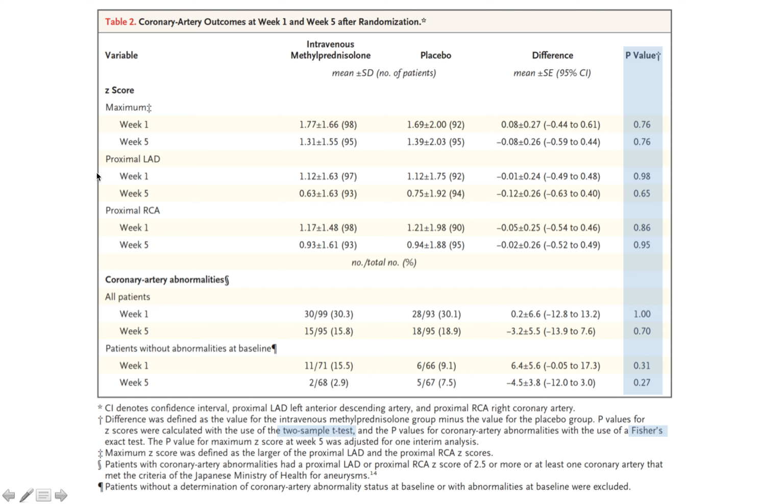The Z score, which is a continuous variable, was tested with the two independent samples t-test. Here are the p-values. None of them were statistically significant. And then the second primary outcome, which was coronary artery abnormalities, yes or no, was evaluated with Fisher's, which is okay.